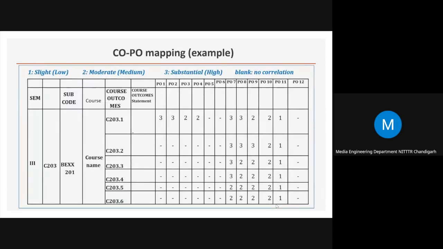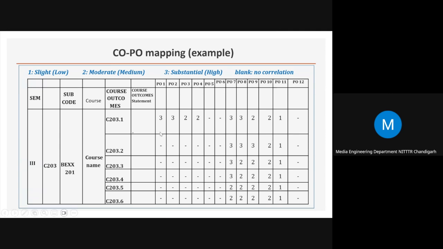Like if you see this particular table, now you can see that this is a COPO mapping table. This is an example of a COPO mapping table. Here you can see that this is the semester, this is the subject ID, then this is subject code, this is the course name of the subject, and say these are the 5 COs, right? So now there will be CO statements. So on the basis of CO attainment, we do COPO mapping.